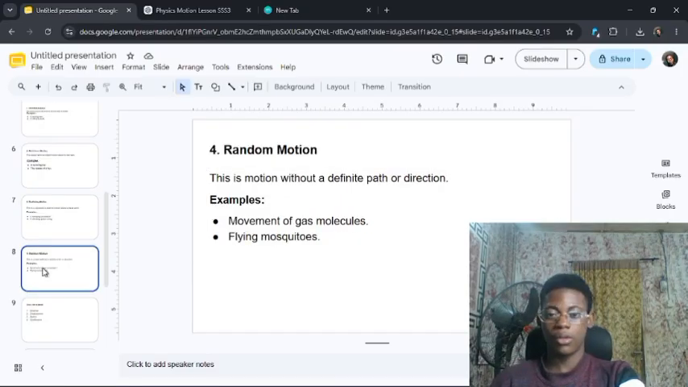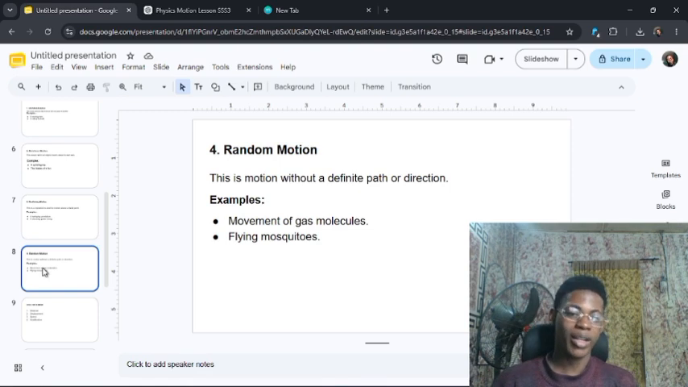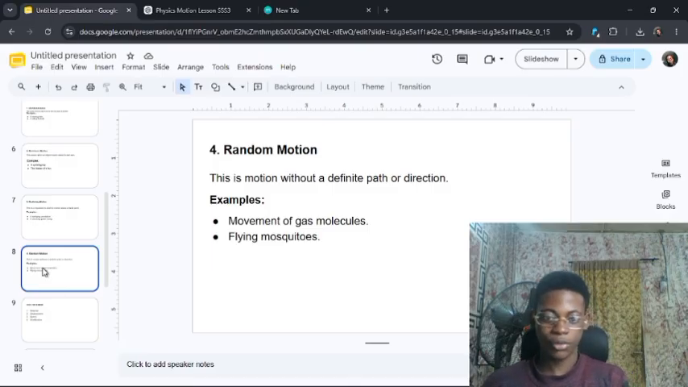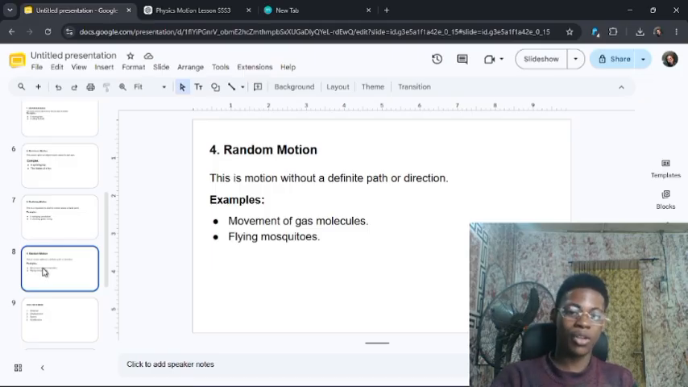Now we have the fourth type of motion, which is the random motion. Random motion is motion without a definite path or direction. An example is the movement of gas molecules. When you check the movement of gases, they don't just stay in one place, they move all around without a definite direction. We also have a flying mosquito, which perches and then moves in another direction.